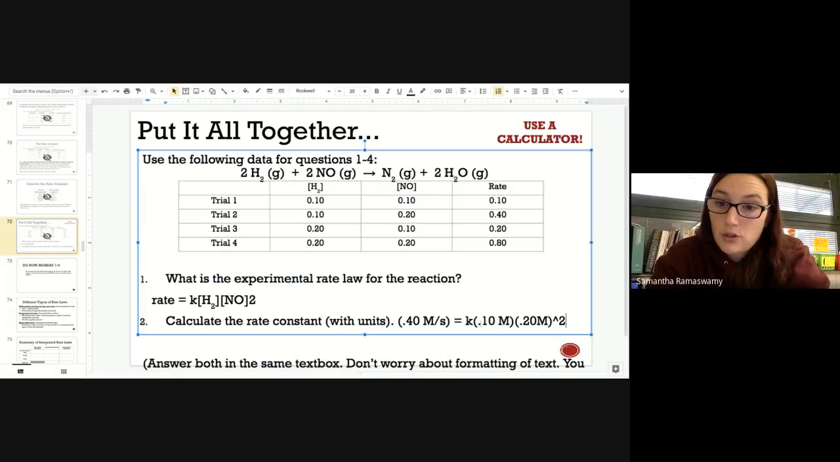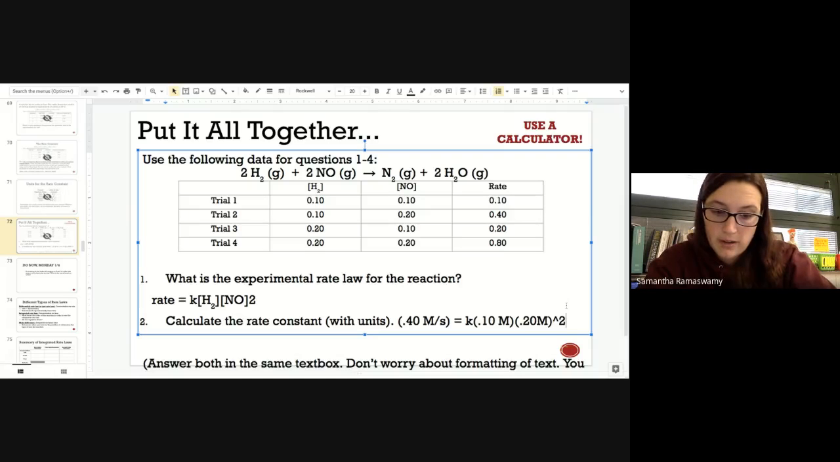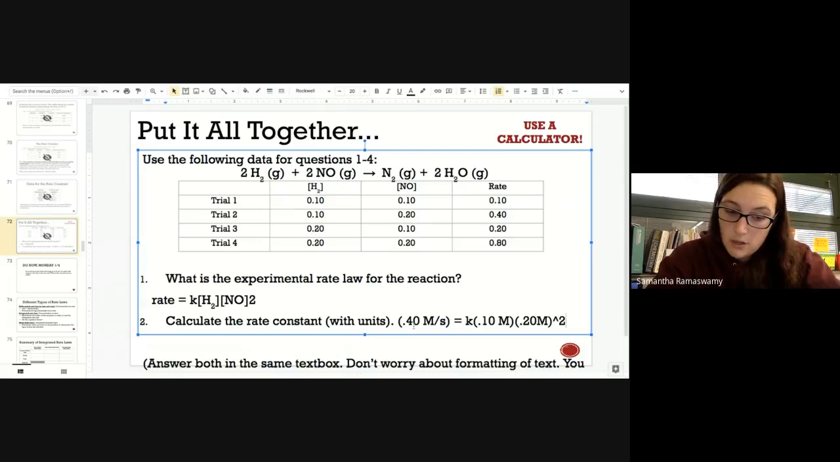Then you're just going to solve for K. So what I did is I did 0.1 times 0.2 squared, which is 0.004. So to solve for K, I'm going to divide this over. So 0.4 divided by 0.004 is 100. So once you have the rate law, you're just using information from one of the trials. You could do trial 1 instead. You're still going to get 100.